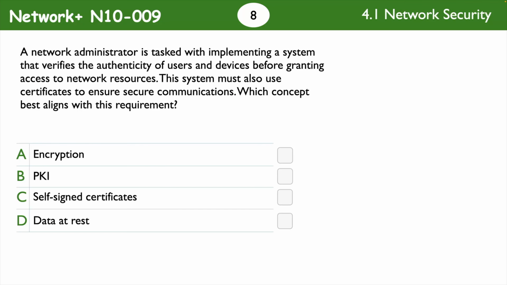Question 8. A network administrator is tasked with implementing a system that verifies the authenticity of users and devices before granting access to network resources. This system must also use certificates to ensure secure communications. Which concept best aligns with this requirement? A, encryption, B, PKI, C, self-signed certificates, or D, data at rest? All right, tricky one. Go ahead and give yourself a few seconds, try and solve it on your own.